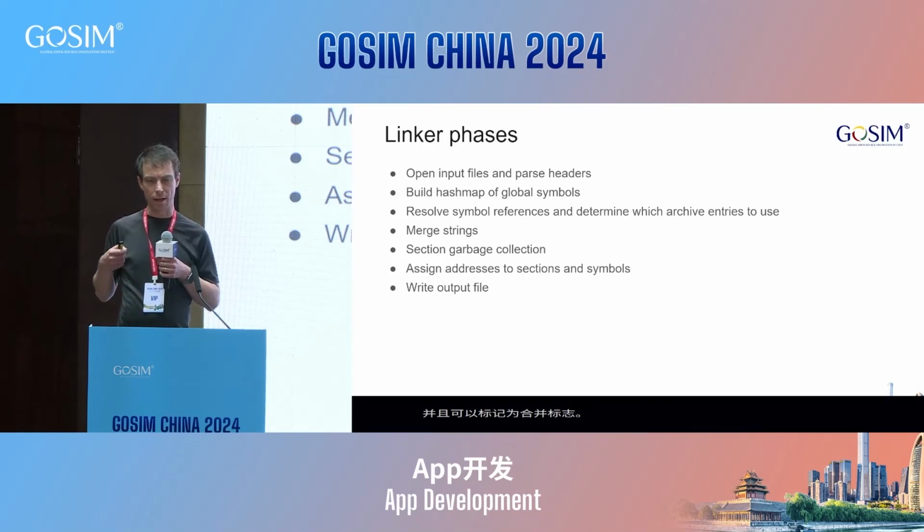Next, we do a garbage collection phase. So we start from the entry points of the program, such as where the program begins execution and any initializers, and we traverse the graph of all the sections that are referenced. In the process of doing that, we work out how much space we need to allocate to each section, including sections that are generated by the linker, for example, the global offset table. And there's various other sections that the linker generates.